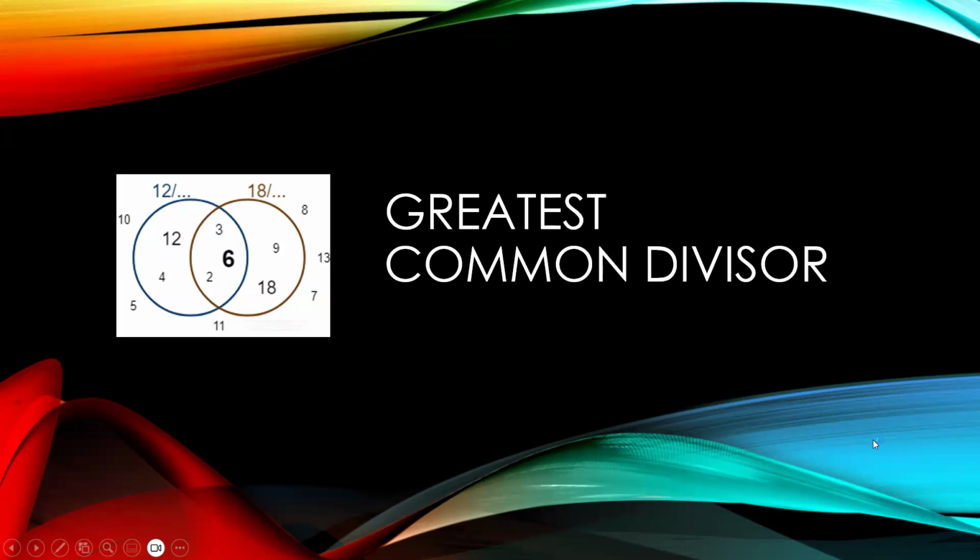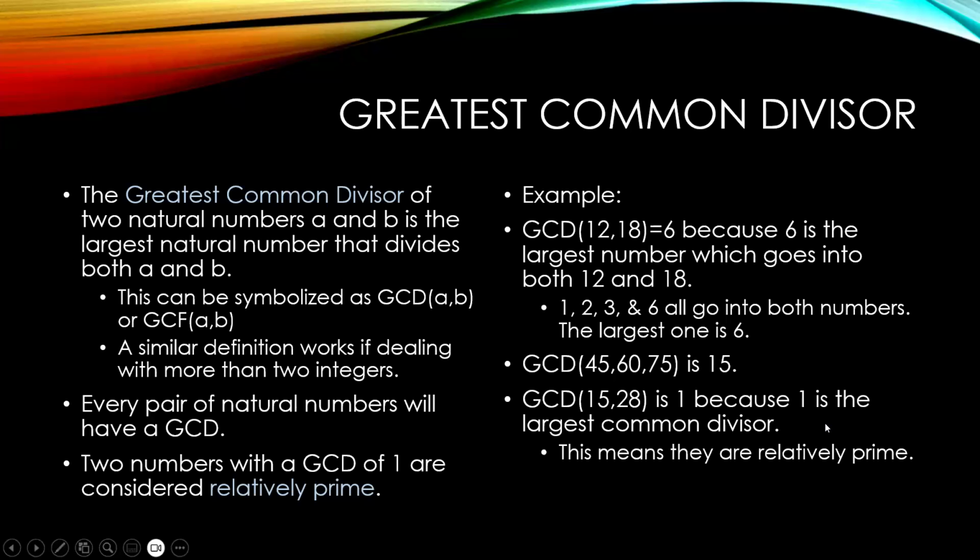Now that we've got prime numbers, we can talk about the greatest common divisor. So the greatest common divisor, or greatest common factor, of two natural numbers a and b is the largest natural number that divides both a and b. We often symbolize this with GCD or GCF of a, b. A similar definition works if dealing with more than two integers. And so if we had three or more values, we'd be looking for the largest natural number that divides all of the numbers. Every pair of natural numbers will have a greatest common divisor.